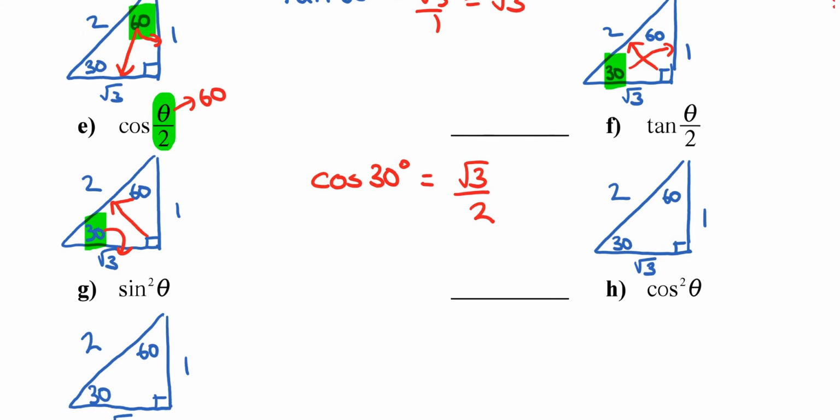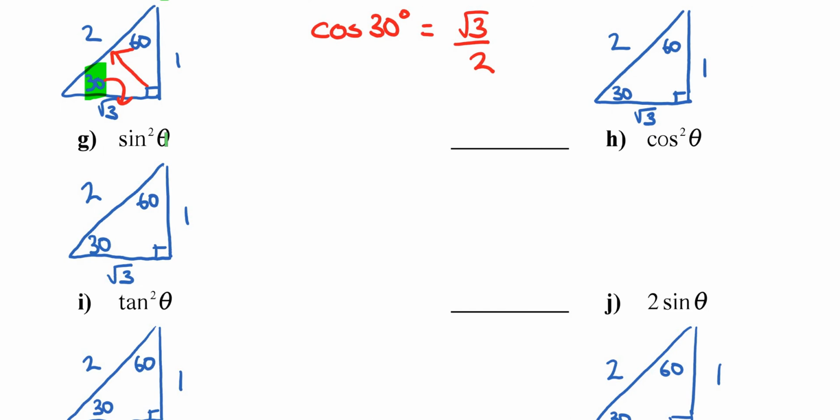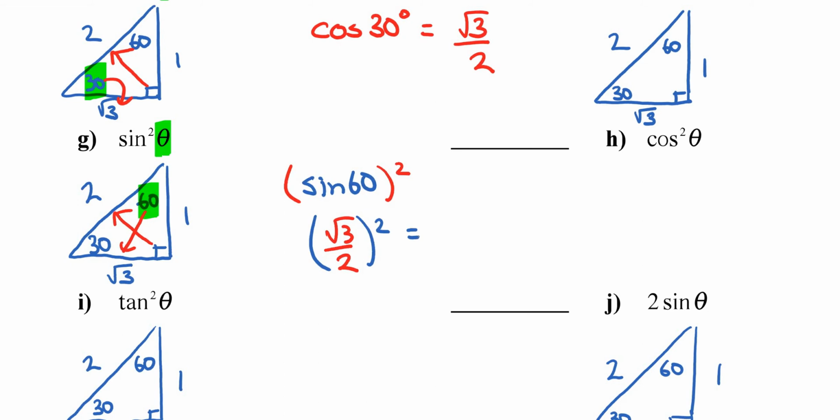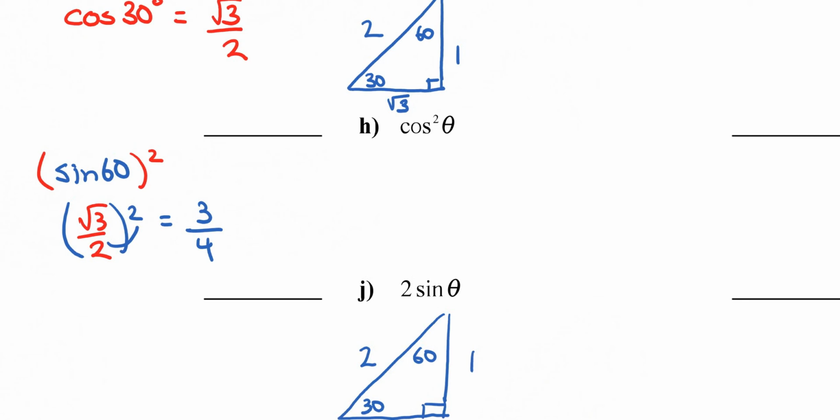Okay, let's move on to letter G here. I have sine squared theta, and theta is 60 degrees. So this is the same thing as sine of 60 degrees, all to the power of 2. Now, where's 60 degrees? There it is. And what's the ratio for sine? It's your opposite, which is root 3 divided by your hypotenuse, which is 2. So root 3 divided by 2, and all of this is being squared. So root 3 times root 3 is 3, and 2 times 2 is going to be 4. So my final answer is 3 divided by 4.